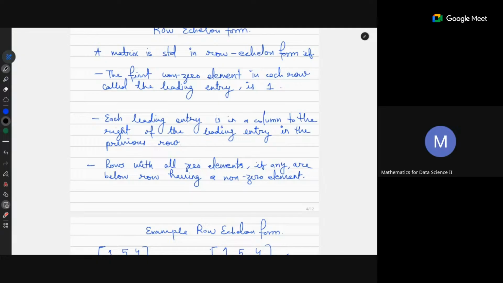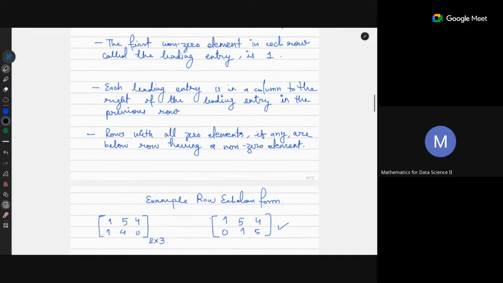It doesn't matter whether immediately they are below the non-zero rows. They cannot be on top of any non-zero row. That's what it says. They can be below. They cannot be on top. So below any 0 row there should not be any non-zero row. But above any 0 row there can be some other 0 row. Yeah, that can be there. Okay, thank you. But there cannot be any non-zero row below the 0 rows. All right, I hope this definition makes it clearer to you.